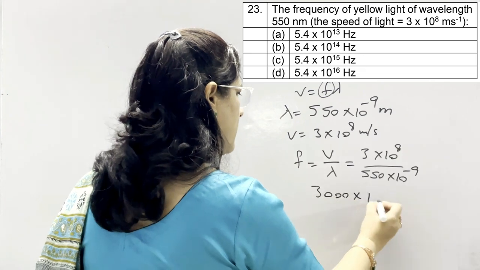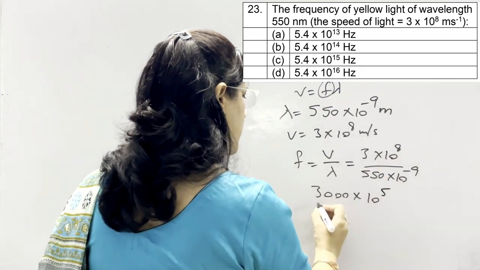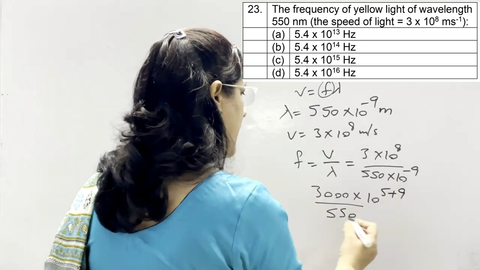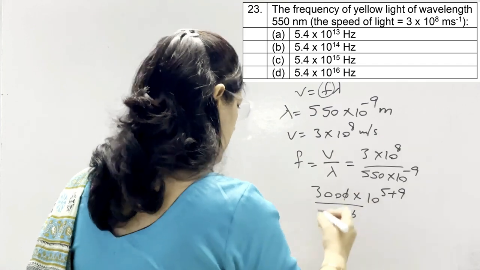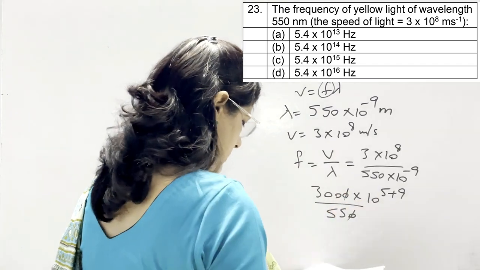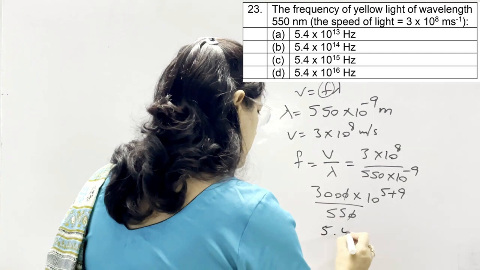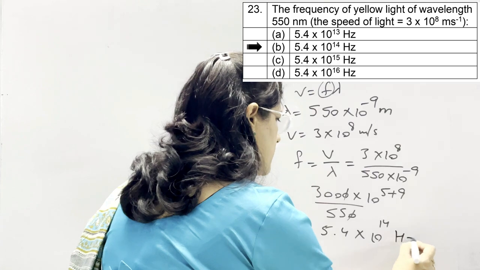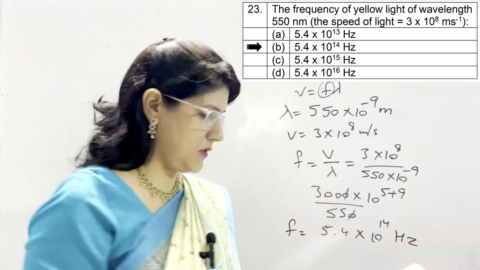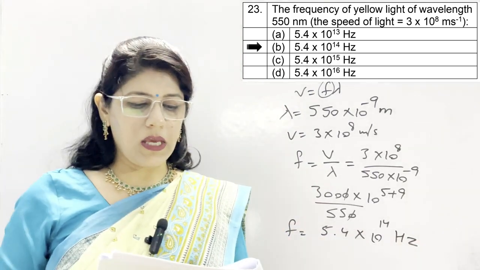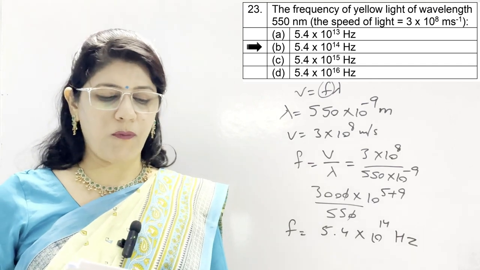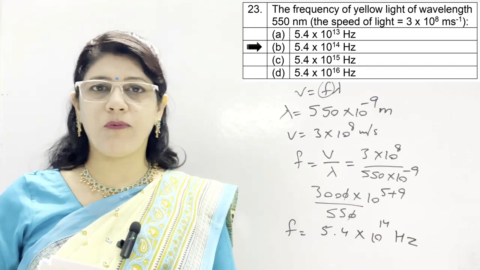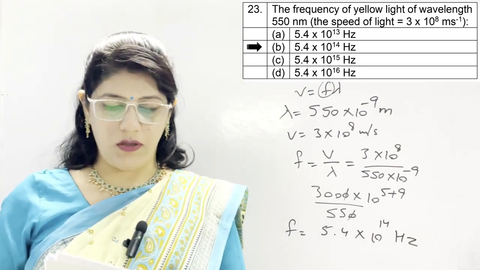3 zeros we need here. Here we are left with 10 raised to power 5. In the denominator 550. This 9 will go and add here. Now after cutting we will get the value as 5.4. So 5.4 into 10 raised to power 14 Hertz, because SI unit of frequency is Hertz, is the correct answer. Option A is 5.4 10 raised to power 13, B is 5.4 10 raised to power 14, C is 15 and 16, and the correct option is B, which is 5.4 into 10 raised to power 14 Hertz.